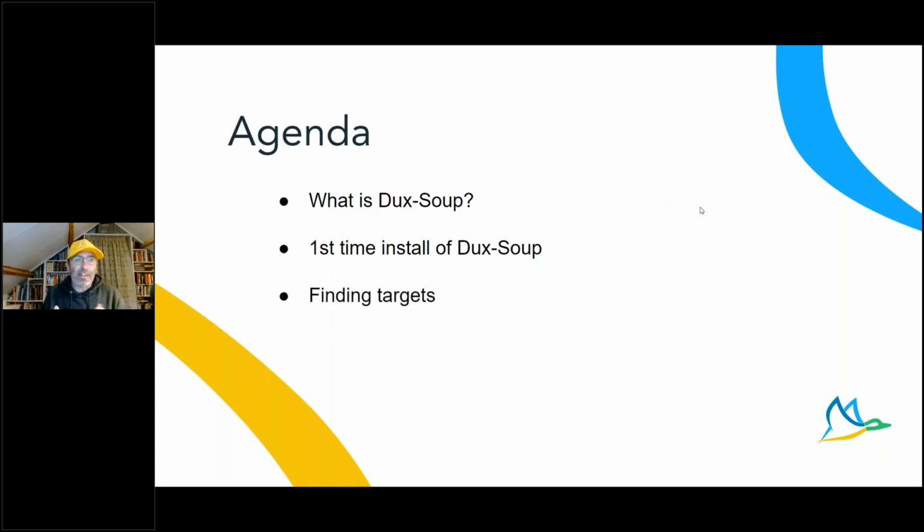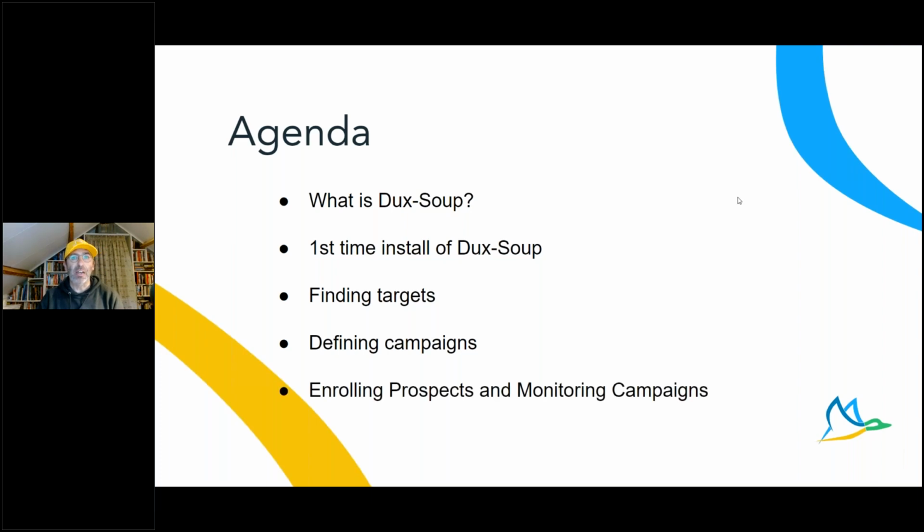We're going to talk about finding targets, finding prospects in LinkedIn and in Sales Navigator. We're going to define a campaign, show you how simple that can be done and how intuitive it is, hopefully, step by step. Then we're going to enroll some prospects into a campaign, look at some of the options there and how you can see how your campaigns are progressing through the Dux Dash. And then lastly, we'll touch on some data things around your CRM as well. So without any further ado, let's crack on.